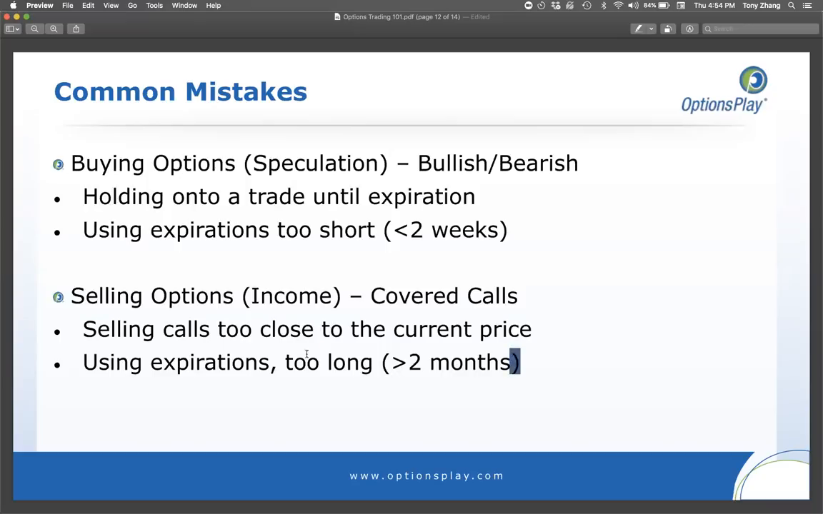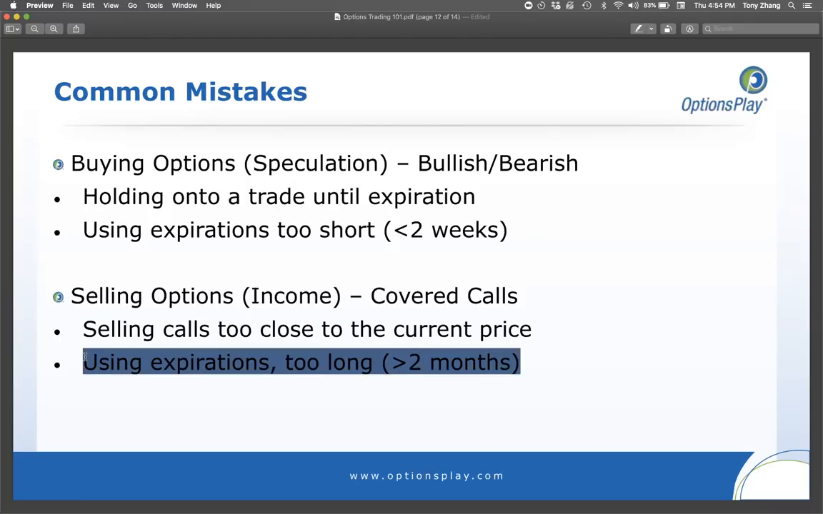And lastly, when you're selling calls, we tend to see that sometimes people use expirations that are too long. So just the exact opposite of buying options. When you're selling options, you want to sell short-dated options. You want to sell options less than 1 month from expiration, because again, you're going to be able to take advantage of that time decay.